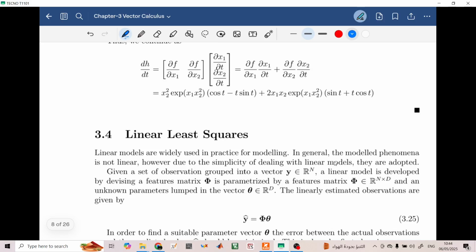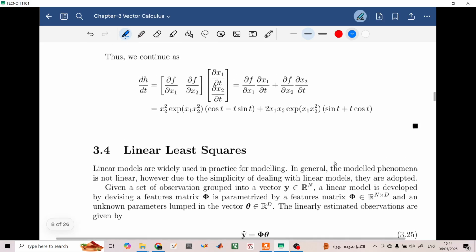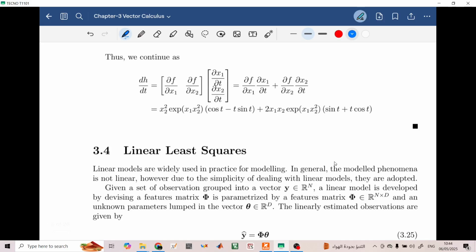So we use the same formula as before, right? When we use the parameterization, partial f with respect to partial x1 multiplied by partial x1 with respect to t. This is the first component we added to the partial f with respect to x2 multiplied by the partial x2 with respect to t. We get this nice summation.